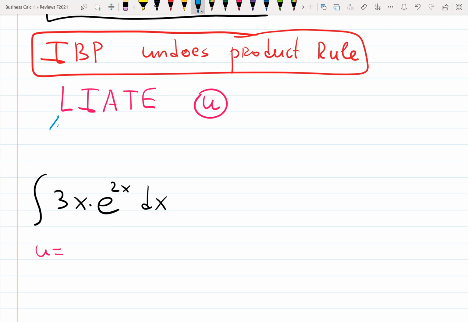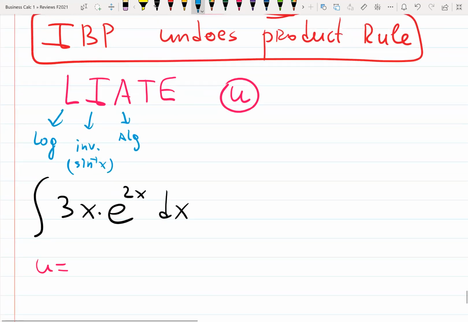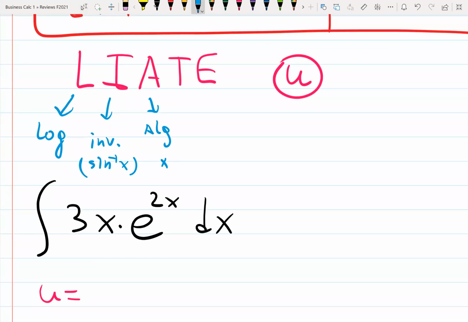If you see log, logarithmic function, choose that to be u. I don't see any log. If you see any inverse functions like arcsine, sine to the minus 1, for example, choose that to be u. I don't see it here. If you see any algebra, like x squared plus 5, choose that to be u. And this is what I see. I see 3x. So this immediately gives me choice.